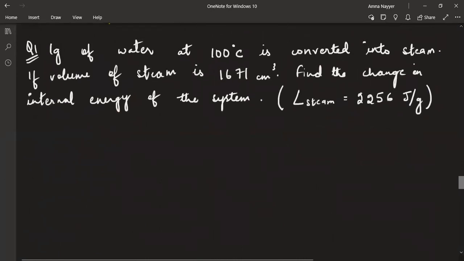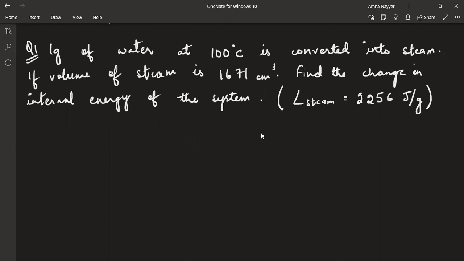It says that if 1 gram of water at 100 degrees Celsius is converted into steam, and the volume of steam is 1671 centimeters cube, you have to find out the change in the internal energy of the system. And remember L, latent heat, we did it. The latent heat for steam is given to you as 2256 joules per gram. So what do you have to find out?